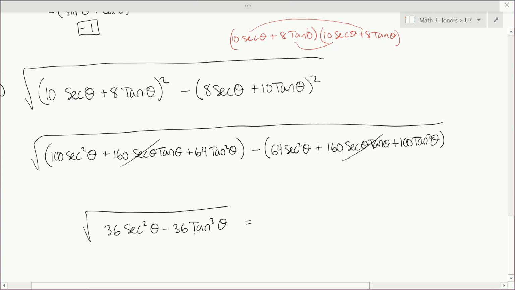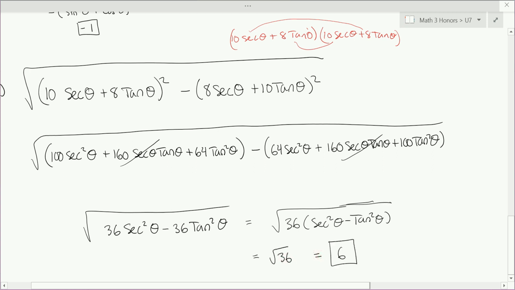So here I'm going to factor out the 36. Now left with secant squared theta minus tangent squared theta. What's secant squared theta minus tangent squared theta? 1. And that's 6.